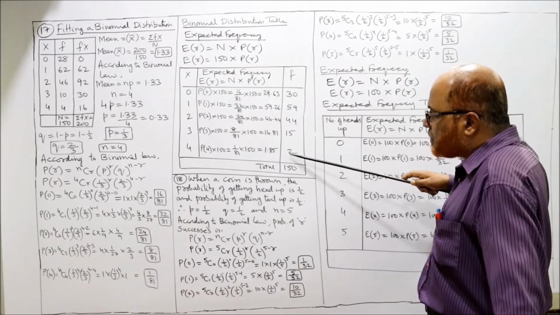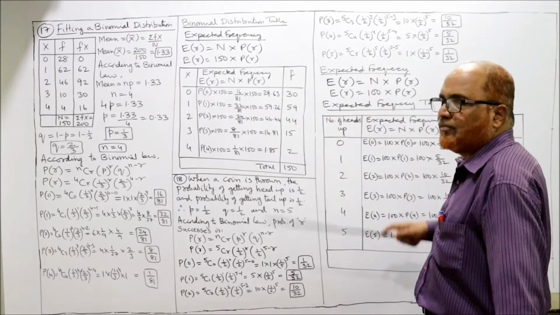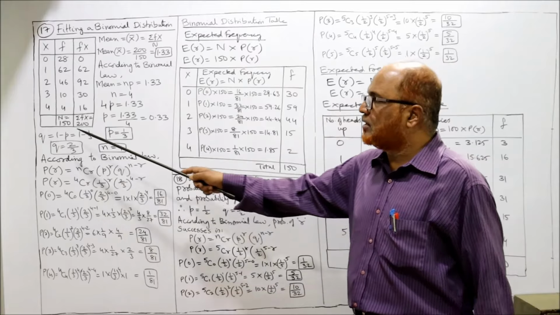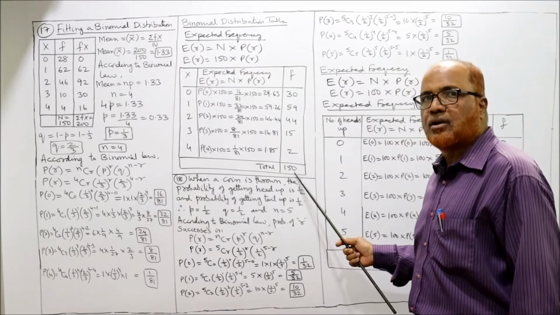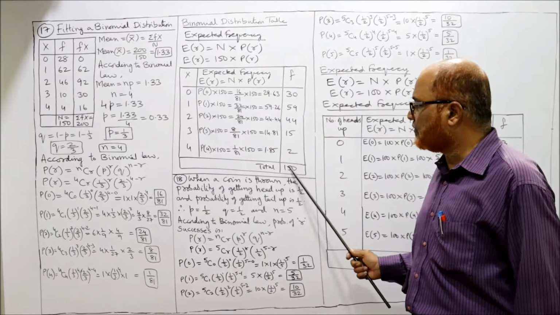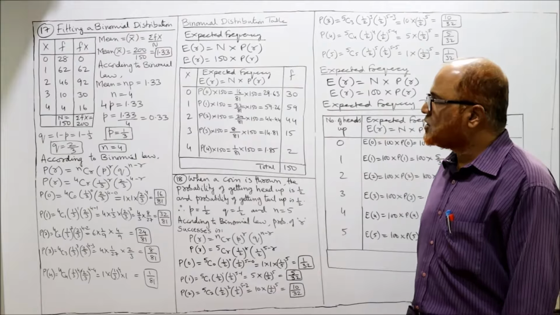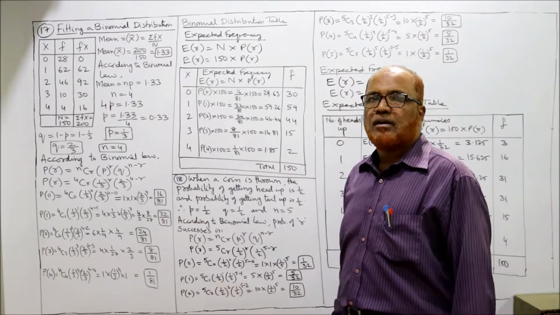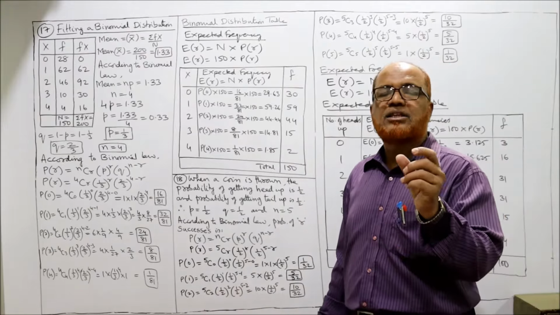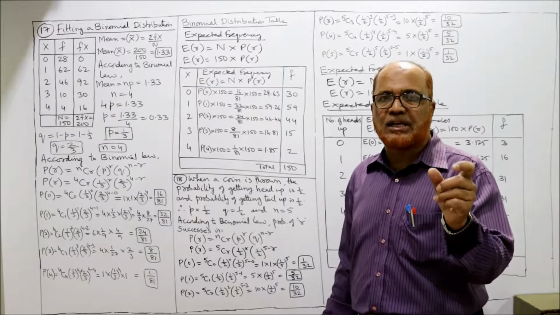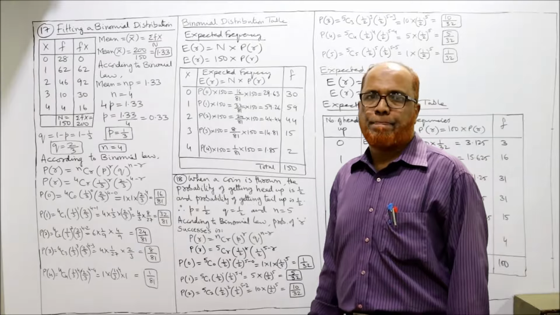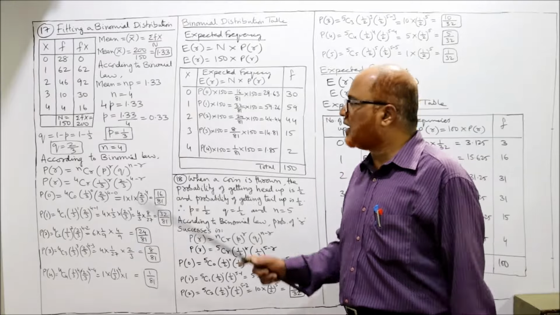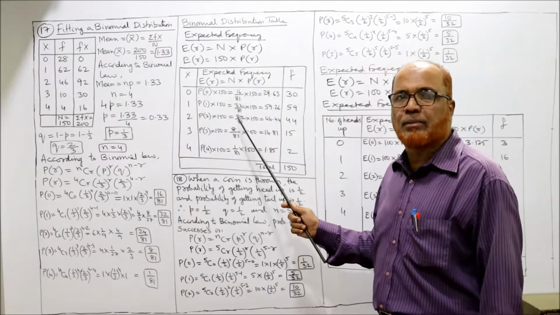The total of the expected frequency, you must get 150. The actual N is 150 and the theoretical N should also be 150. You must get 150, right? So this is the problem where we have prepared the theoretical frequency distribution according to the binomial probability law. Using the binomial probability law, we made this expected frequency distribution table.